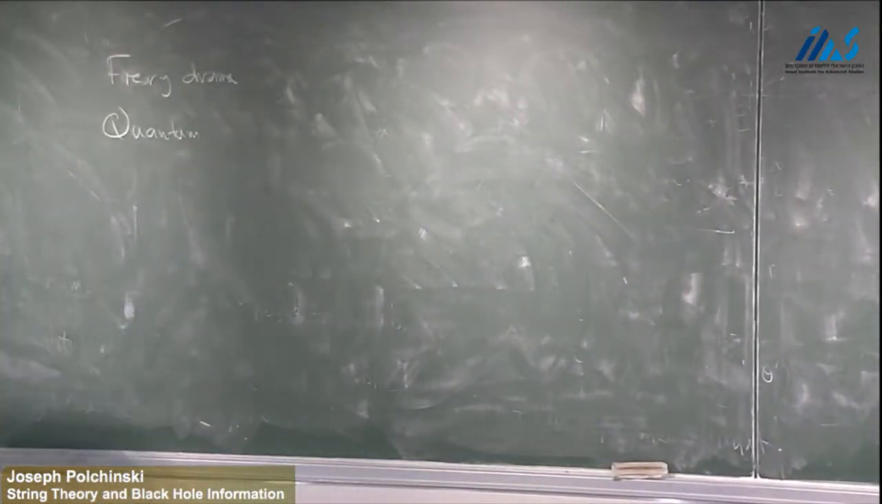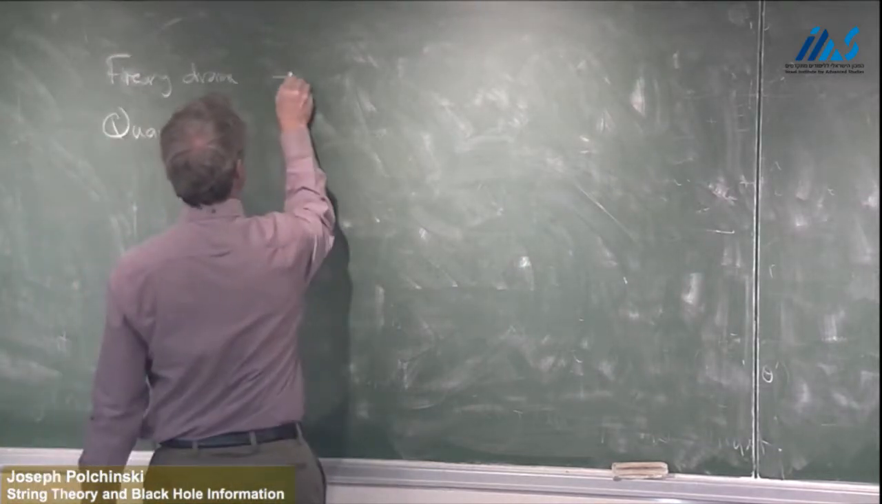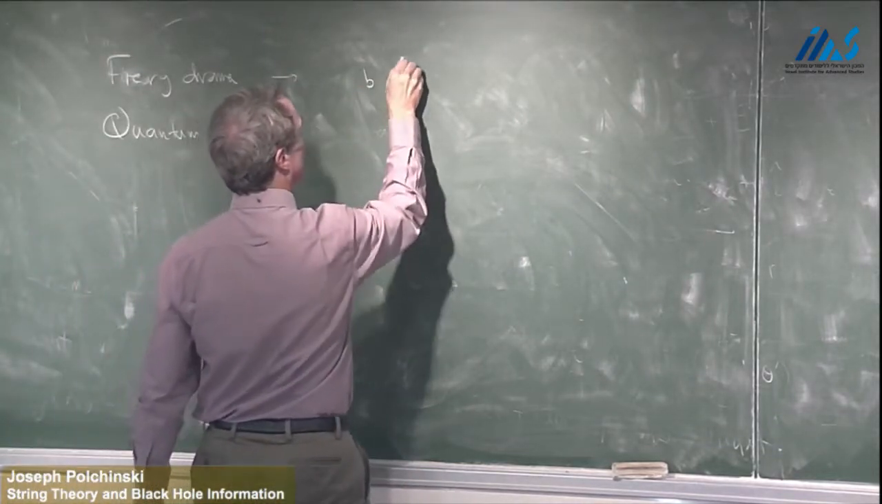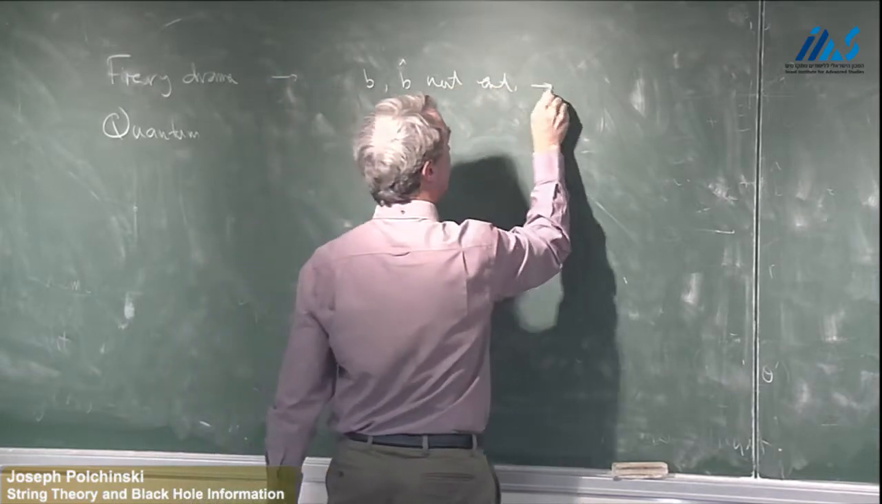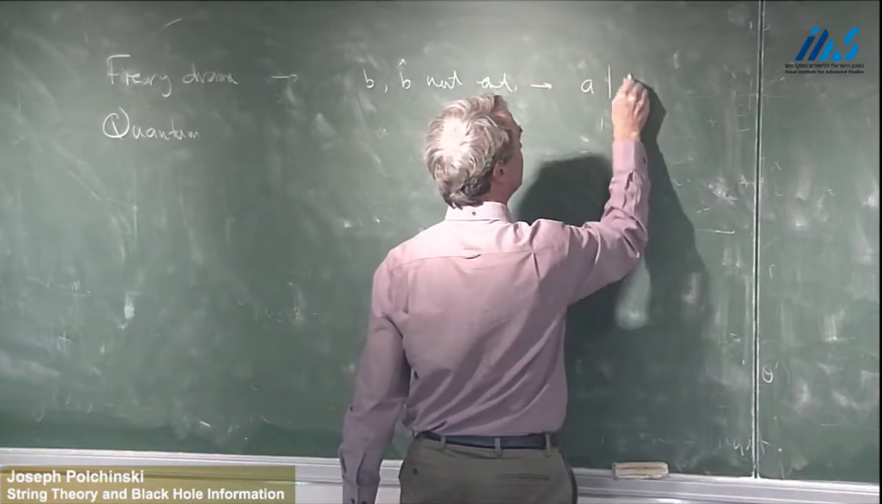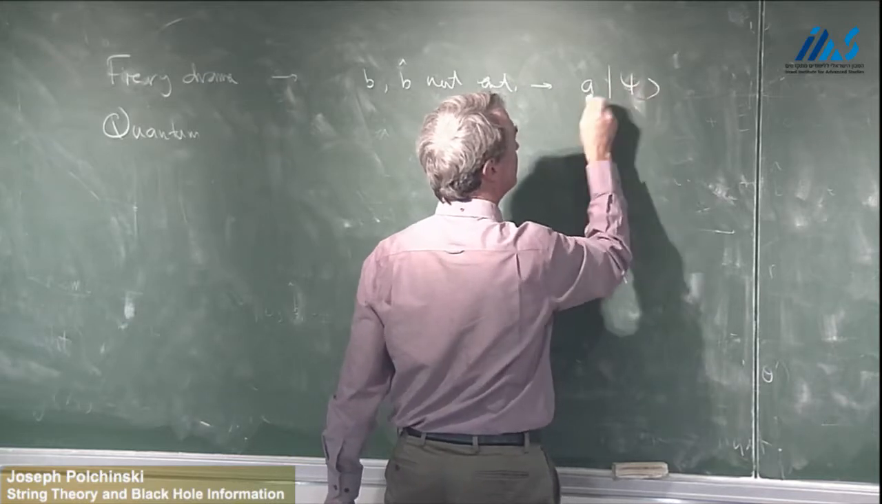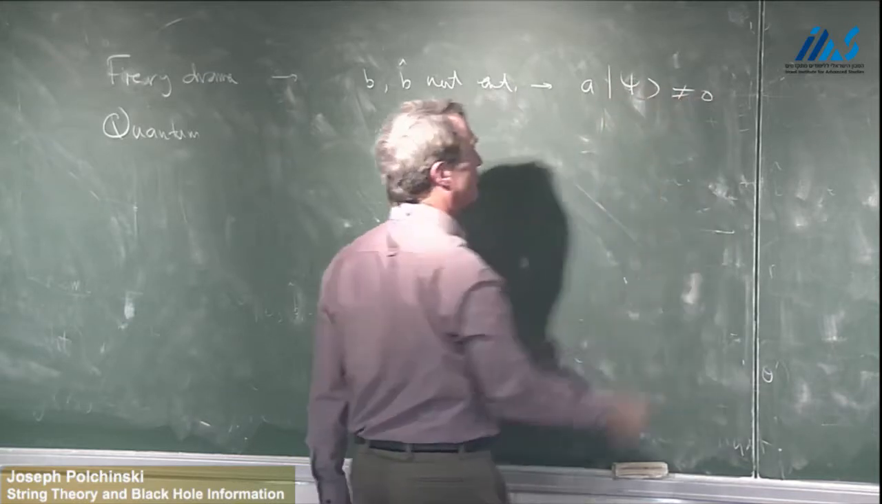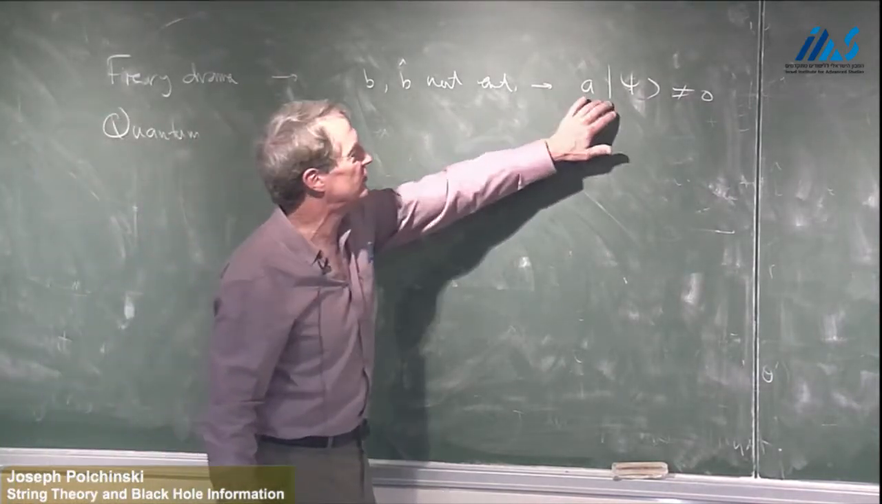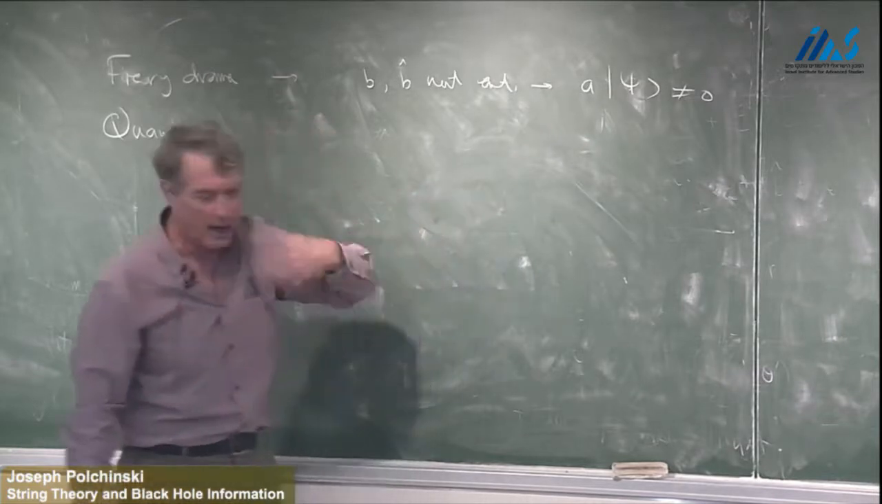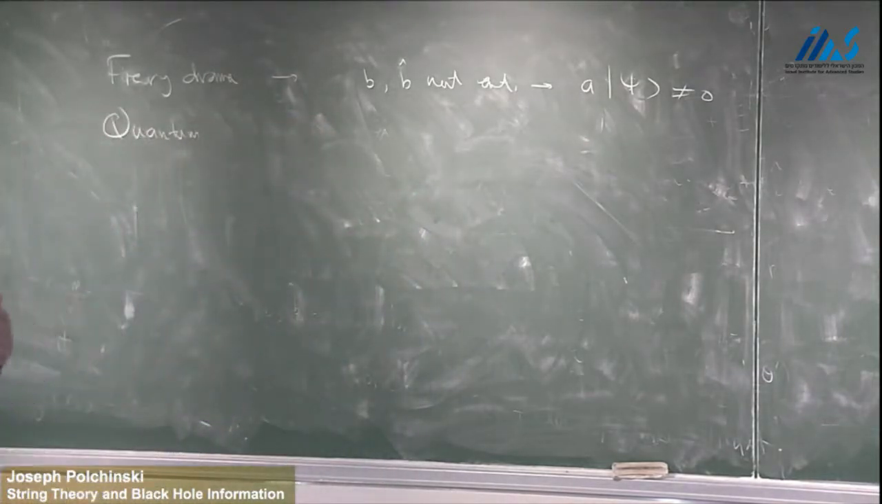So if B and B hat are not entangled, then A does not annihilate the state of the black hole, and this is the particle destruction operator as interpreted by an infalling observer. So it's saying there are particles there.